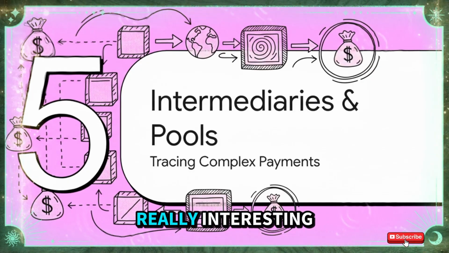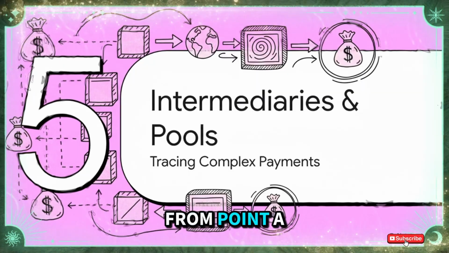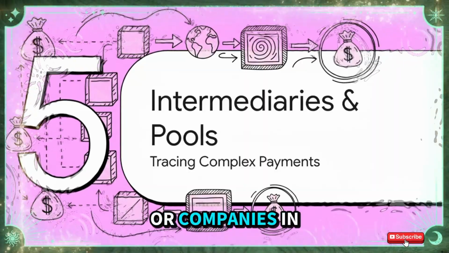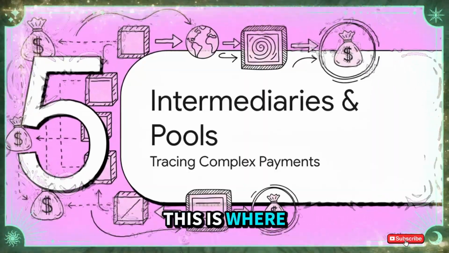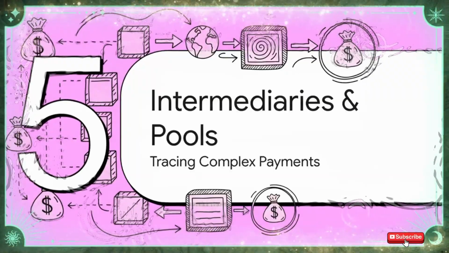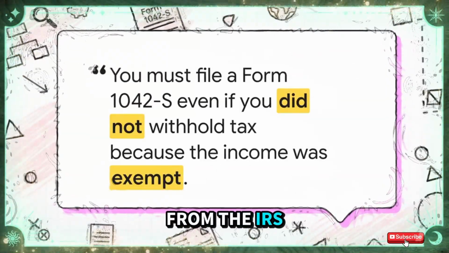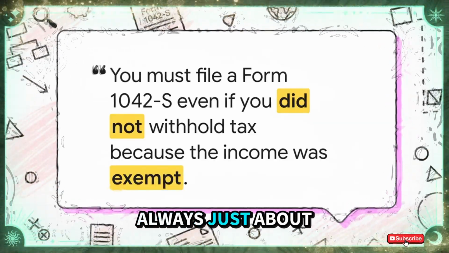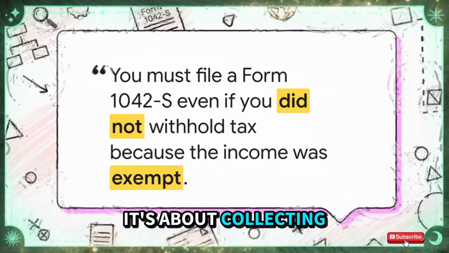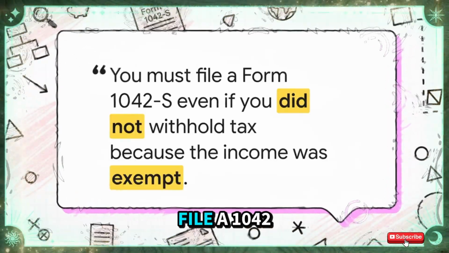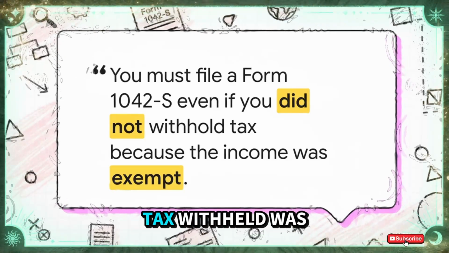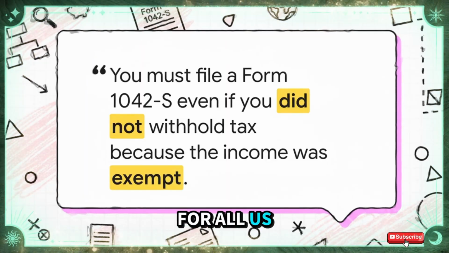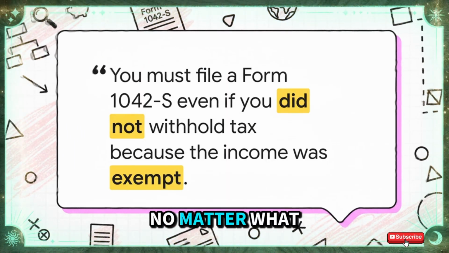Okay, things get really interesting when the money doesn't just go from point A to point B. What happens when it flows through other people or companies in the middle? This is where the system really gets stress tested. And this directive from the IRS is a key piece of the puzzle. It shows you that the whole point isn't always just about collecting tax, it's about collecting data. You have to file a 1042-S even if the tax withheld was zero. This makes sure there's a complete data trail for all U.S. money going to foreign persons, no matter what.